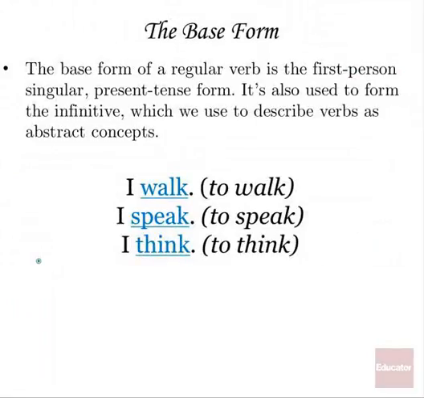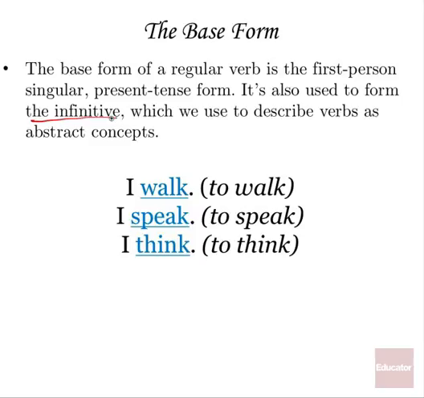The base form of a verb. The base form of a regular verb, and we'll cover irregular verbs later, is the first person singular present tense. It's also used to form the infinitive, which we use to describe verbs as abstract concepts. Pretty much any time you hear an English teacher talk about a verb in the abstract, use the verb blah blah, they will say to blah blah.